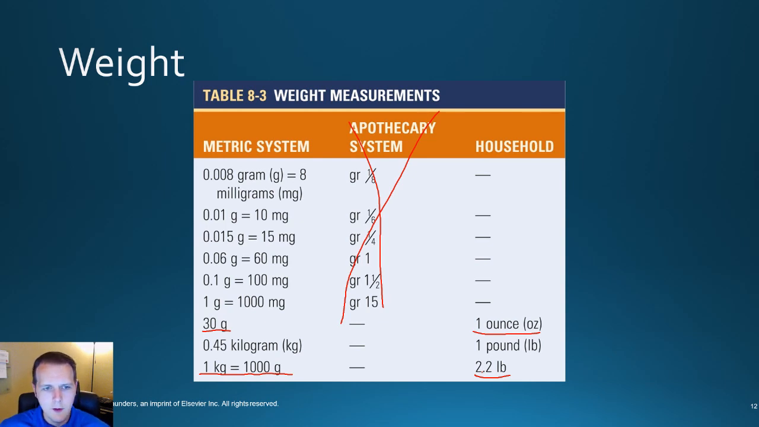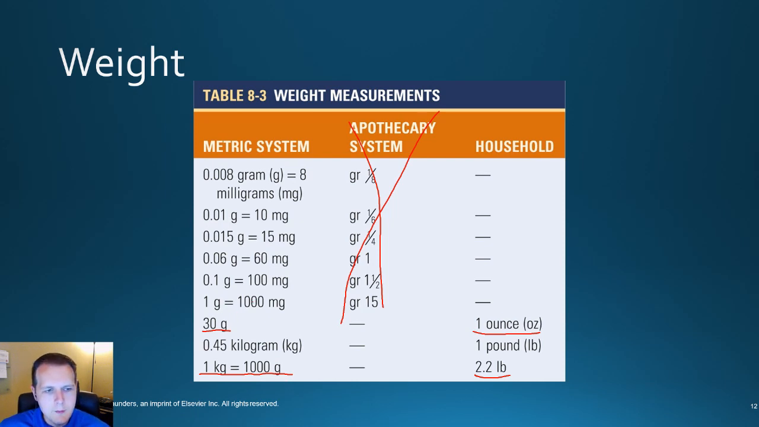So if I have a parent that comes into the ER and they say, oh, my kid weighs 10 pounds, I can easily convert that over to kilograms by using this conversion here. Or if they come in and say, oh, they weigh 44 pounds, I know right off the bat that equals 20 kilograms, right? So those are common ones that we'd use there.